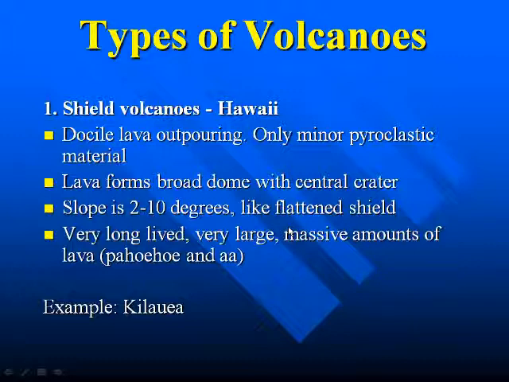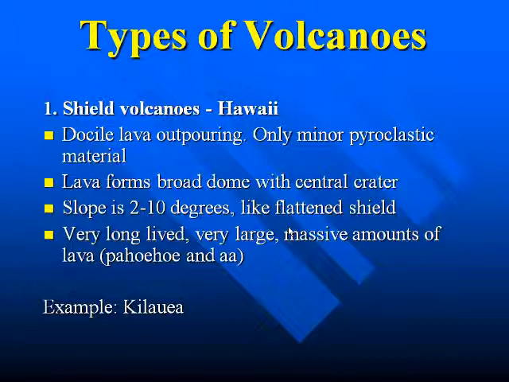Okay, so the different types of volcanoes, you have a shield volcano. For example, the Hawaiian volcanoes are shield volcanoes. They have what's called docile lava outpouring, which means that it's relatively not scary, for lack of a better word. You have lava moving out, it's pouring out, but it's not exploding out. There's very minor pyroclastic material. The lava kind of bubbles up at the top and then runs down the side of the volcano. It doesn't spurt out into the air or get thrown great distances.